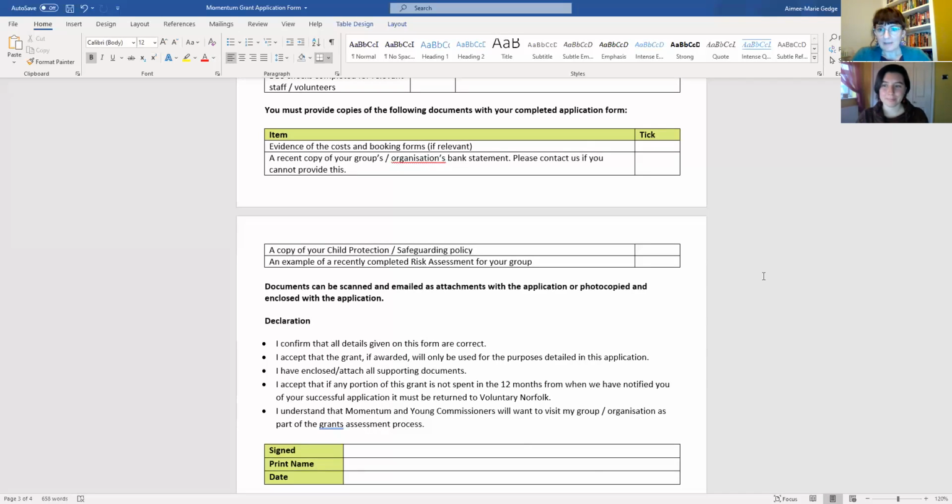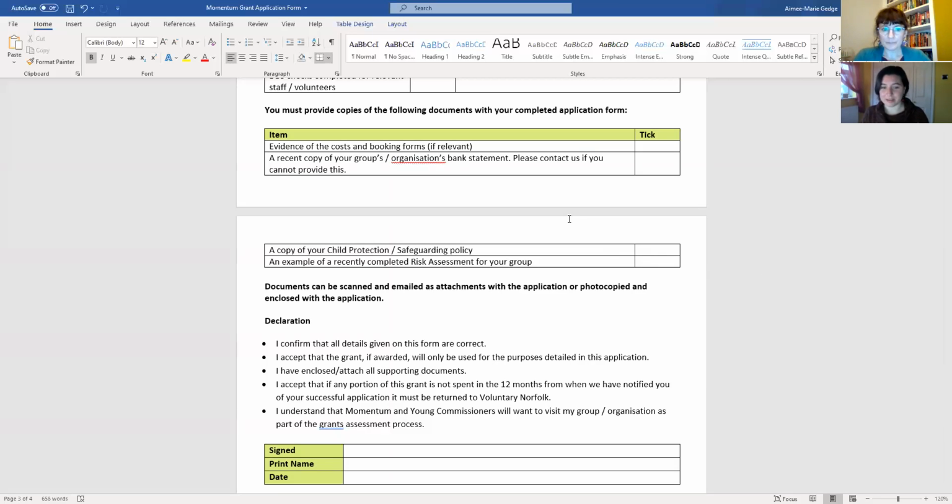So if you don't meet any of these criteria, but you're still interested in the funding, the message is to make sure you get in touch with us, and we can see if we can give you the support to get you ready to apply for the grant. Right, we're nearly at the end now. Just a quick point on the evidence of the cost. We know that sometimes between completing the application form and actually going out and buying the stuff, prices change.